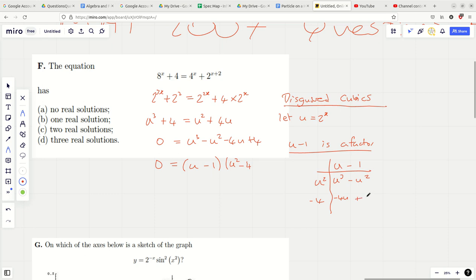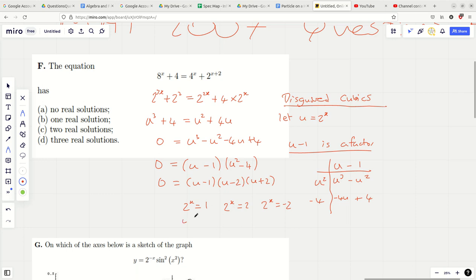And sure enough, it gives us plus 4 at the end, which tells me I've done it right. You don't want to be faffing about with long division there. Okay, so what do we have? We have u minus 1, u minus 2, and u plus 2, because we've got a difference of two squares there. Now, you might start thinking, 3 solutions. Hold your horses, steady on, because this is going to give us 2 to the x equals 1, because we want this to be 0, or 2 to the x equals 2, or 2 to the x equals minus 2.